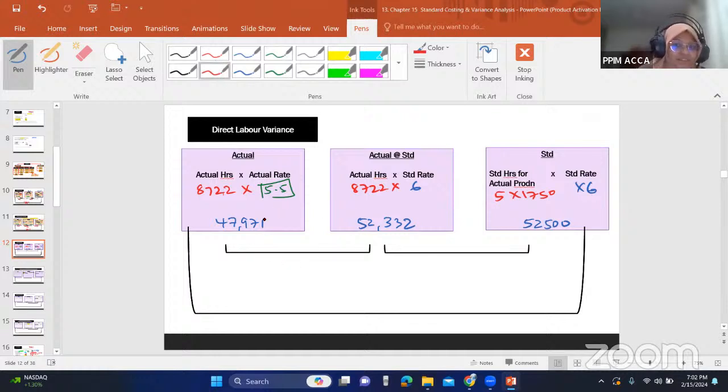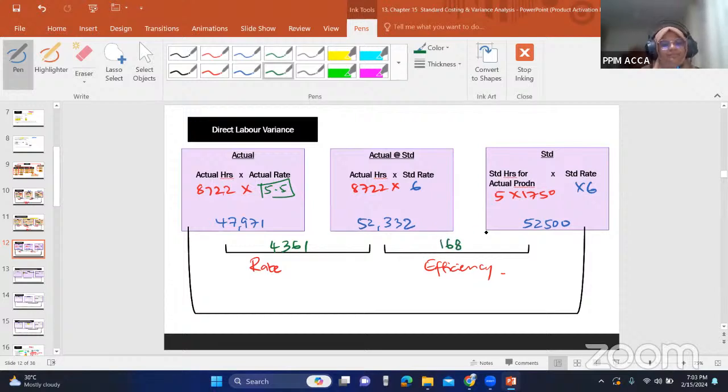Now, the difference between the first two boxes is called the rate variance, and the difference between the second and the third is called the efficiency variance. One is the rate, one is the efficiency. There were two variances. Okay. I'll explain why one is called rate and one is efficiency. Anyways, before that, let's get the differences. 52,332 minus 47,971 will be 4,361. Let's decide adverse or favorable later. Then here the difference is 52,332 minus 52,500, which is 168.